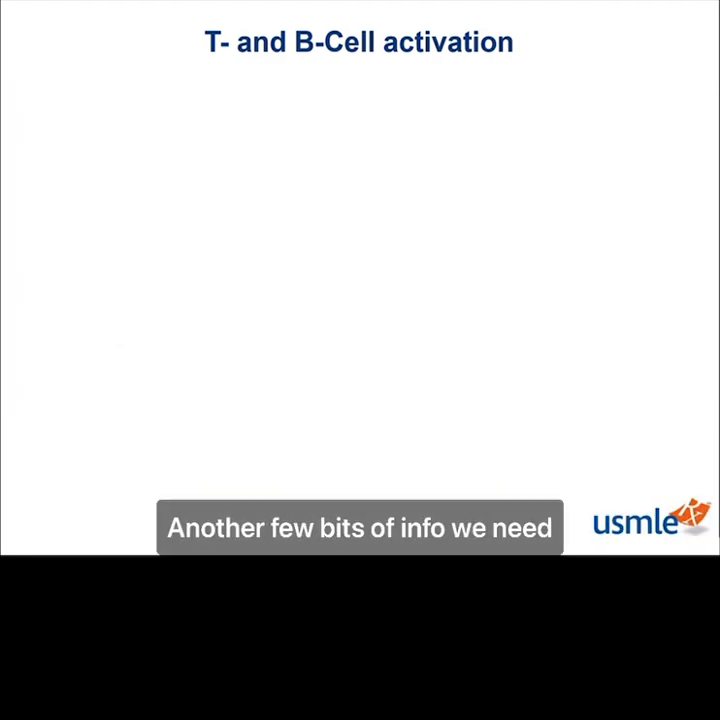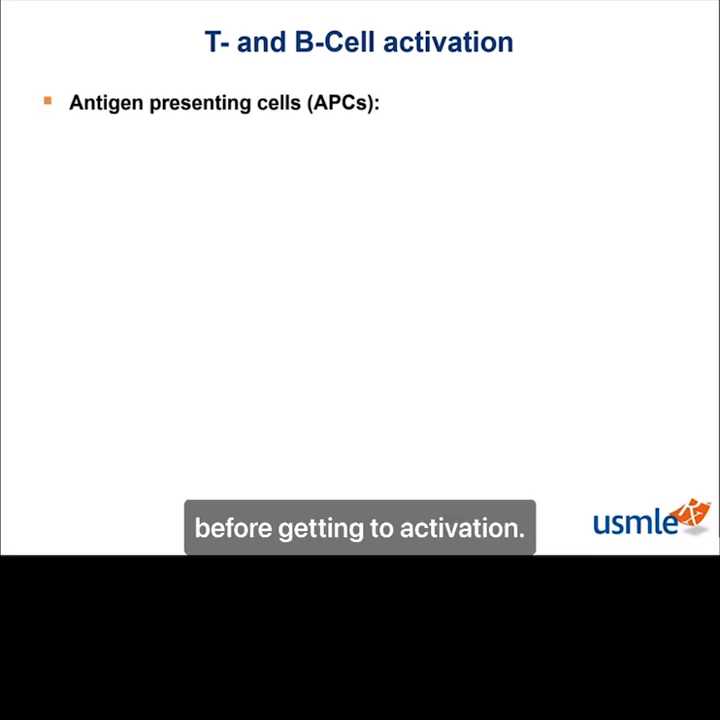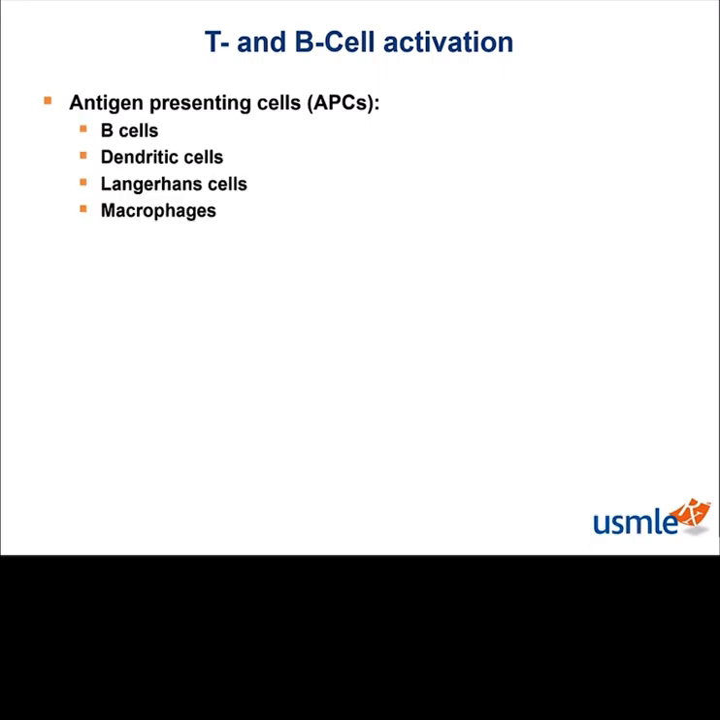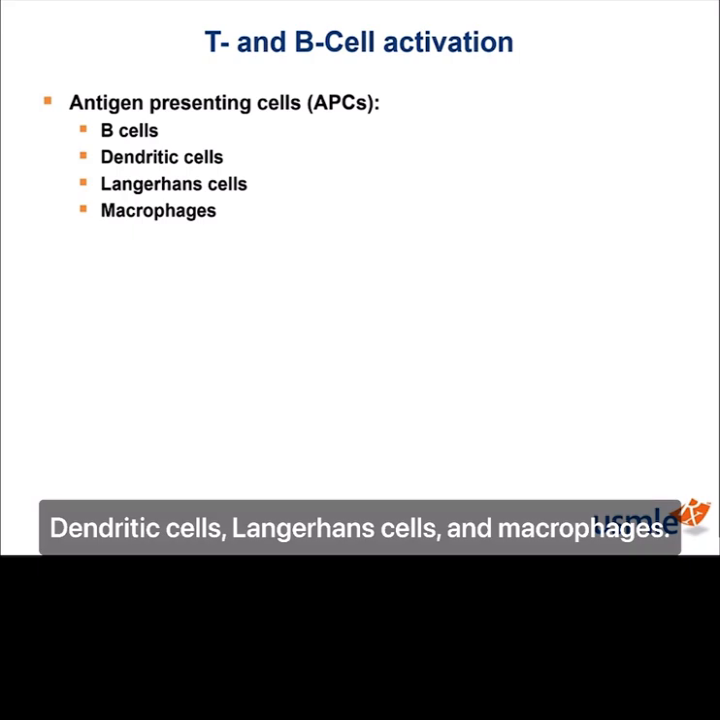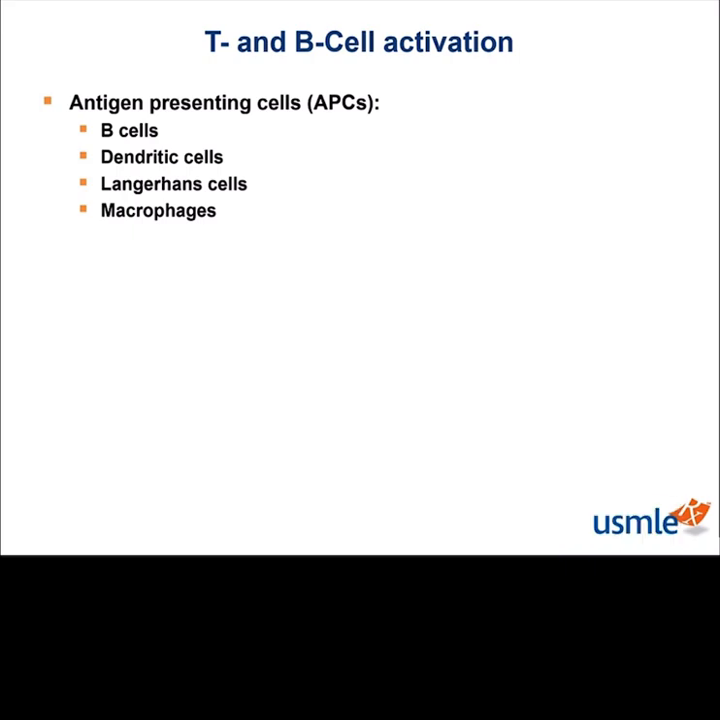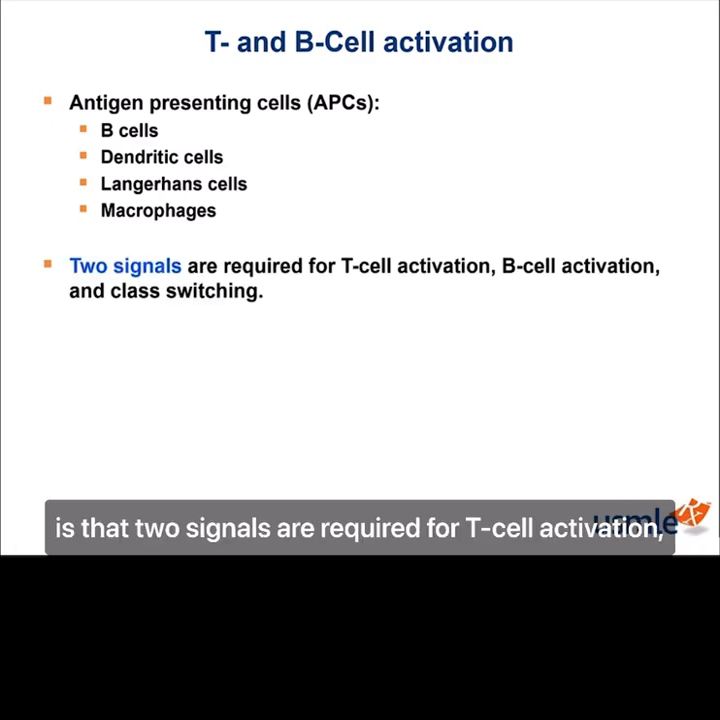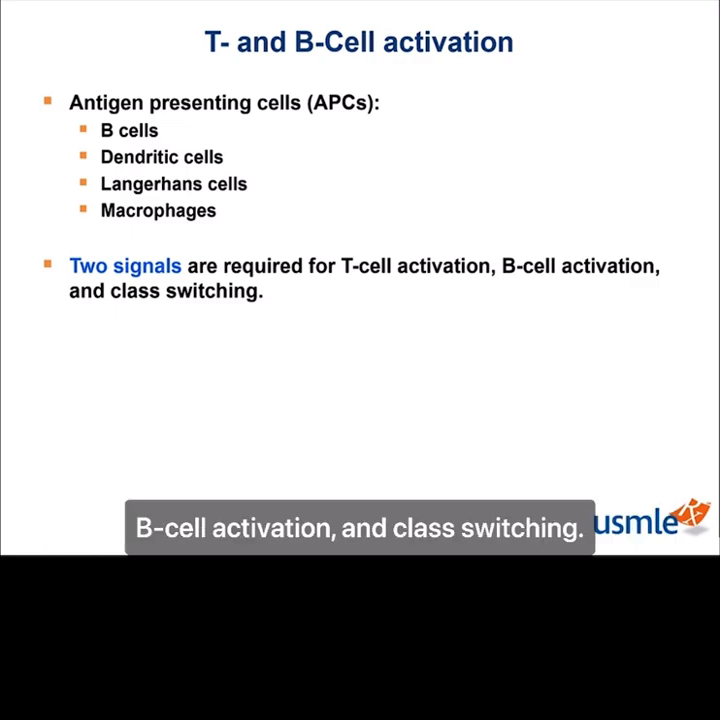Another few bits of info we need before getting to activation. Let's recall that we have a few types of antigen-presenting cells, including B cells, dendritic cells, Langerhans cells, and macrophages. Additionally, something to keep in mind for this lecture is that two signals are required for T cell activation, B cell activation, and class switching.